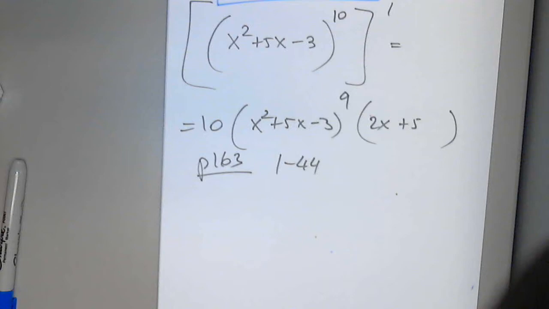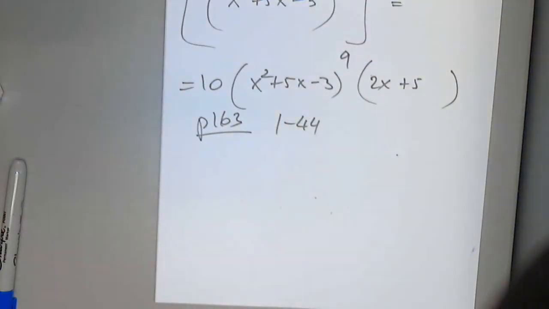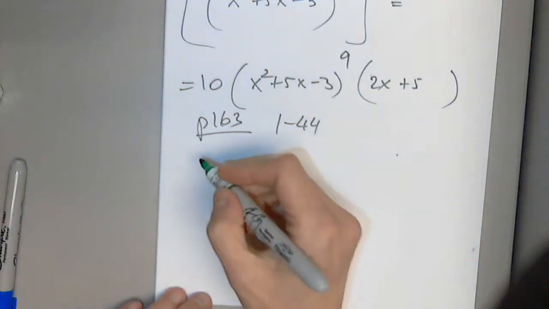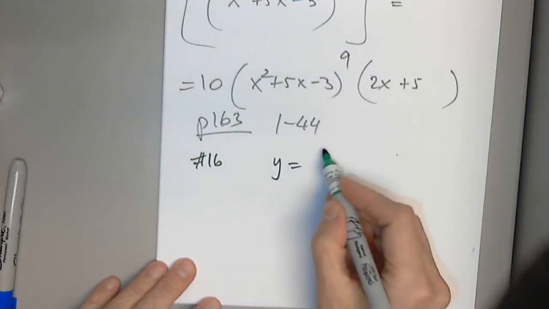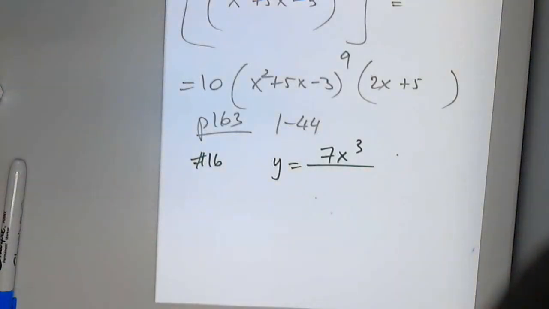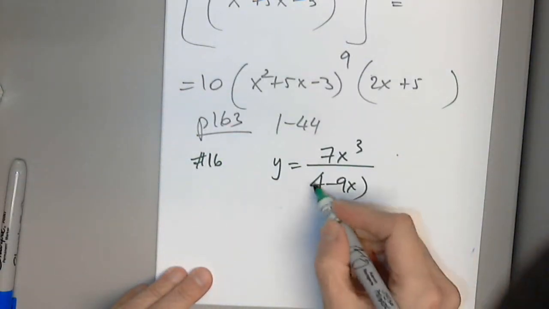Okay, we're ready to practice this? Which one? Can we do either number 15 or 16? Yes, of course. Whatever it is, 16. 16. 7x to the third divided by 4 minus 9x to the 5th power.